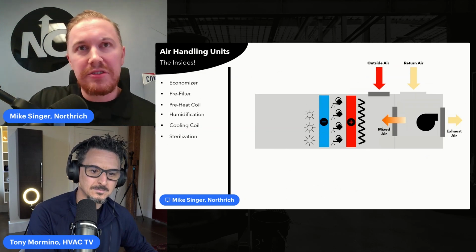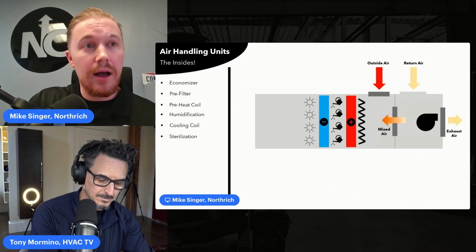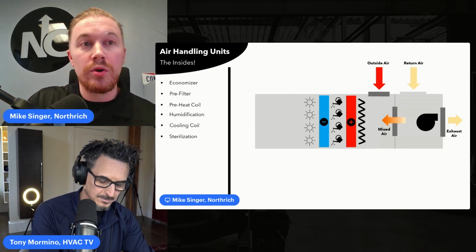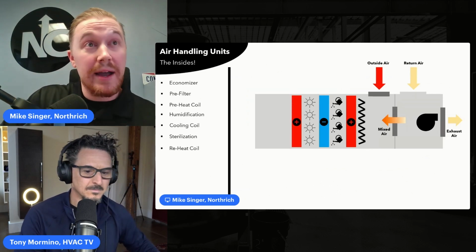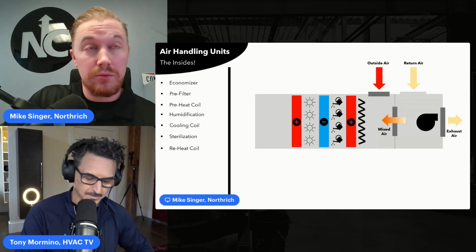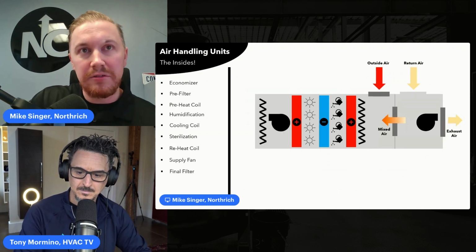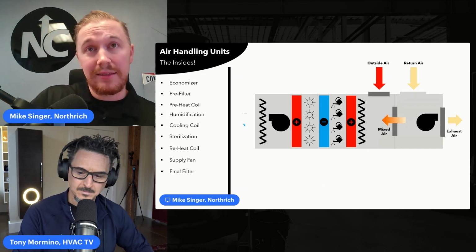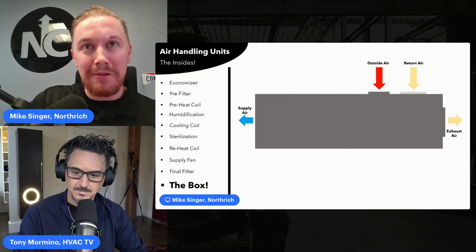We might have a chilled water coil. Maybe there's UV lights for sterilization on that coil or providing decontamination to the airstream itself. We might have a reheat coil, a reheat position. We'll definitely have a supply fan and maybe a final filter. Now let's have some fun and talk about what I think is one of the most important components of an air handling unit, and that is the box itself.